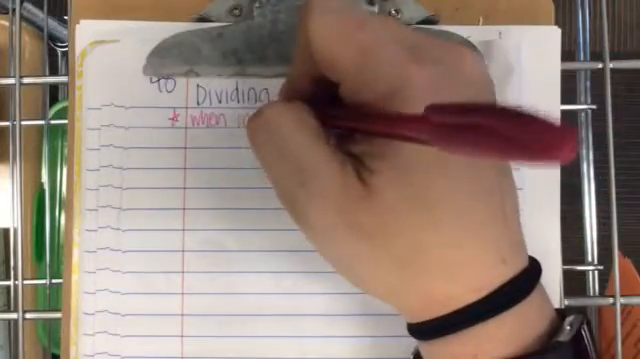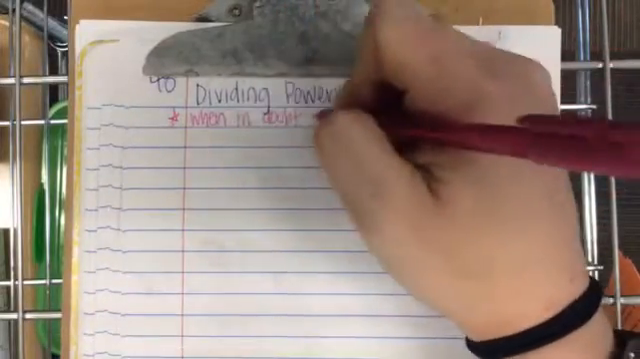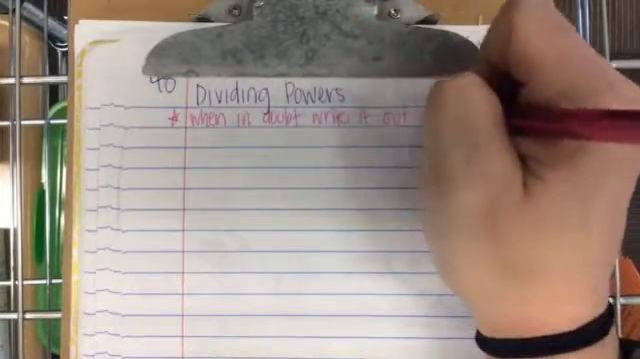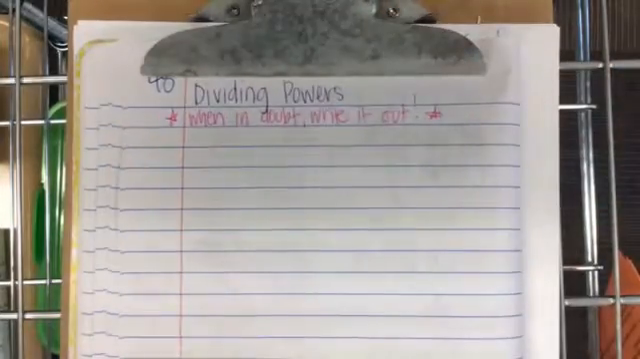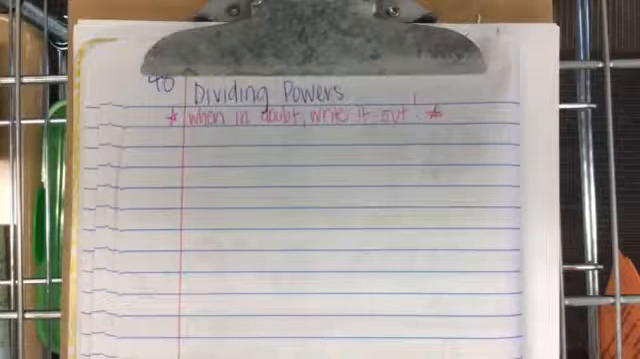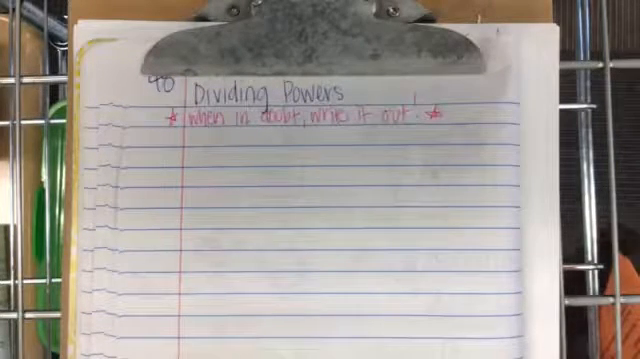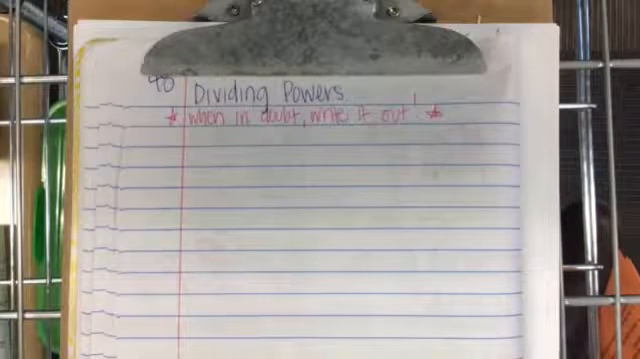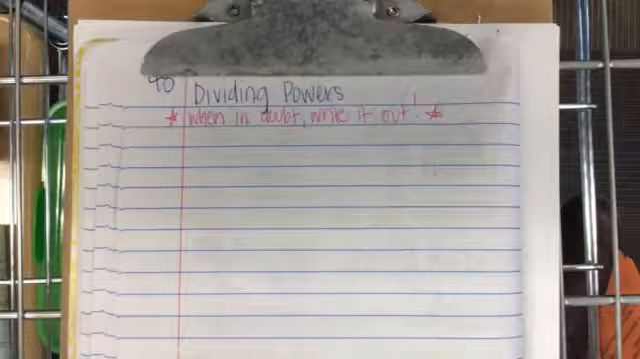When in doubt, write it out. When in doubt, write it out. If you look at the problem, you think to yourself, I have no idea what the rule is. You can expand it, you can write it out, simplify, and get the right answer.